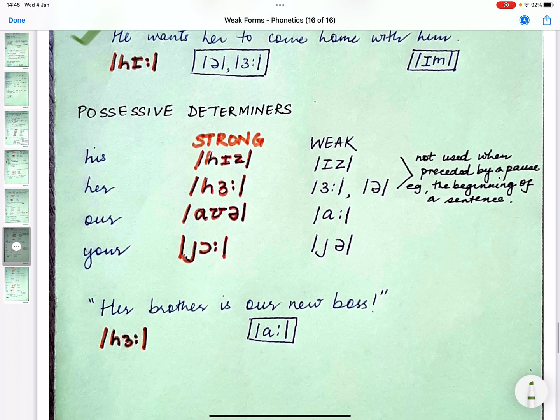Possessive determiners like his, her, our, and your. So the same rules apply. So her brother is our new boss. Remember, if it's preceded by a pause, that if it's his or hers used at the beginning of a sentence, you use the strong form. Otherwise, you use the weak forms.